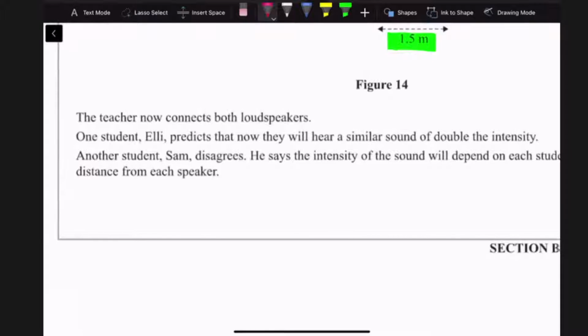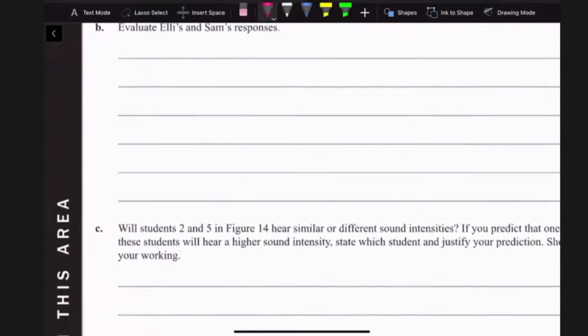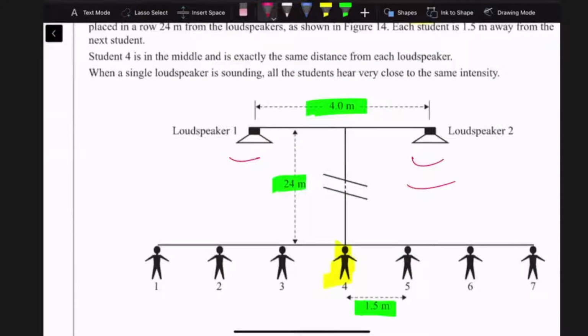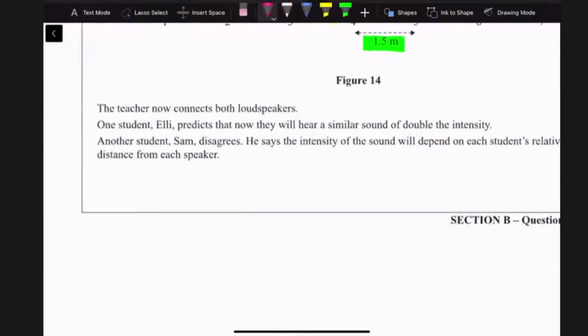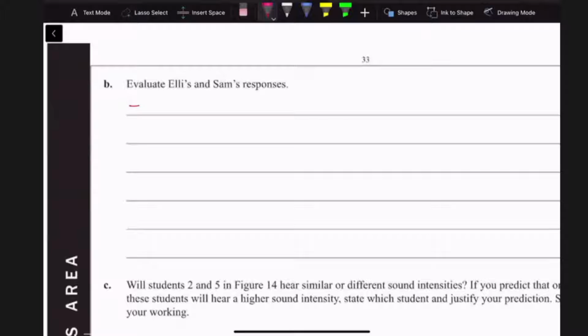So Ellie says that they will hear a similar sound of double the intensity, and then another student, Sam, says that it will depend on where you are. So we know that Sam is correct, Ellie is not, because the interference of the sound waves could either be constructive or destructive. So Ellie could be correct if it's constructive, but she doesn't mention the destructive interference. So start by saying who's correct.